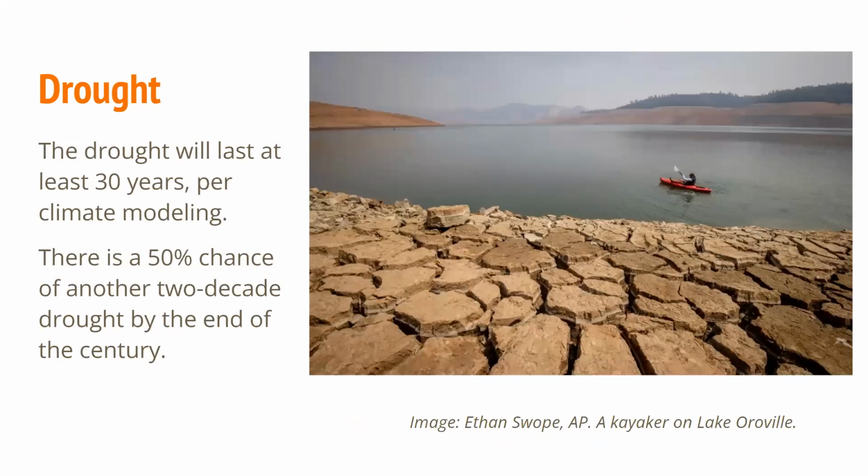We're on year 3 of an intense drought, which is part of a larger 22-year drought overall. We're in the worst drought in 1,200 years. There will be no snow left in the Sierra Nevada mountains by 2046. The drought will last at least 30 years, according to climate modeling. And then there's a 50% chance of another 2-decade drought by the end of the century.